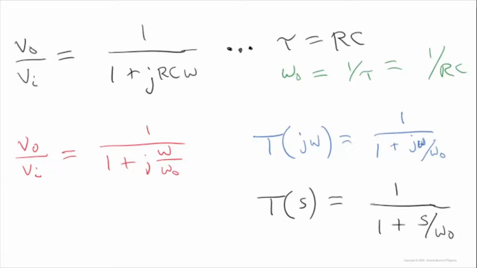Let's plug in omega naught into our gain equation. Also, let's write it as T of j omega, where T stands for transfer function. We are not changing anything about the function, just representing it in a more standard way. Finally, let's replace j omega with an s, because that is also typical.